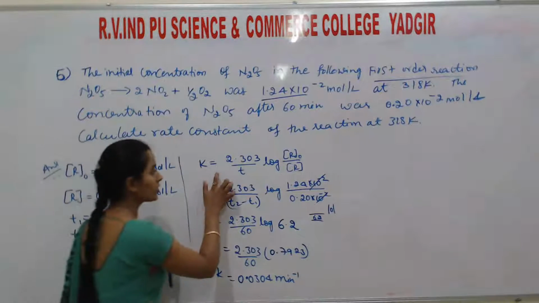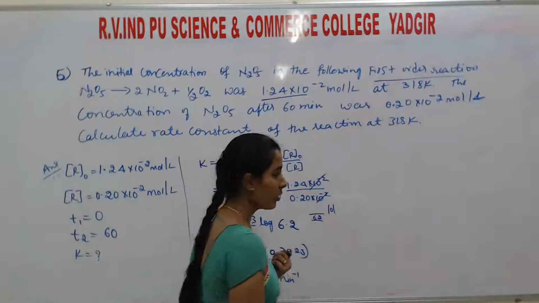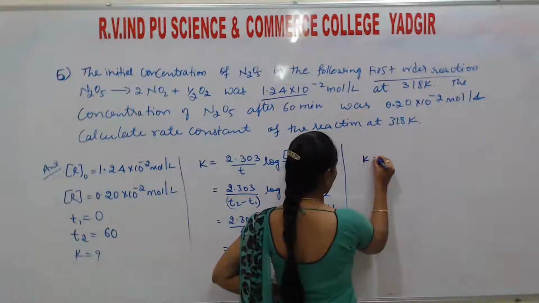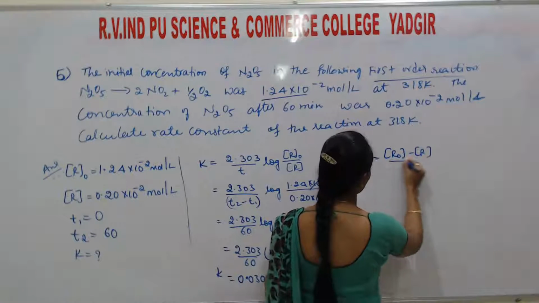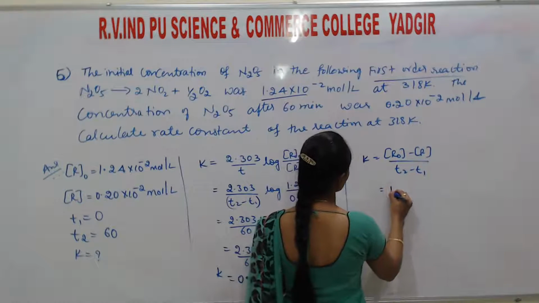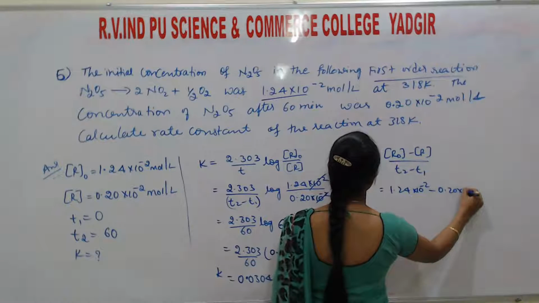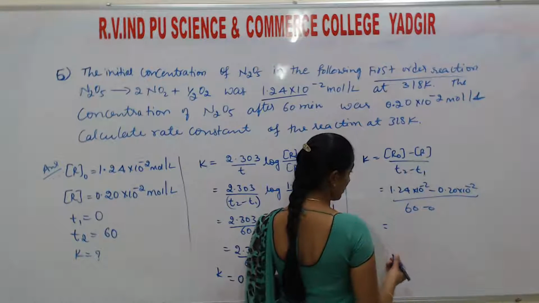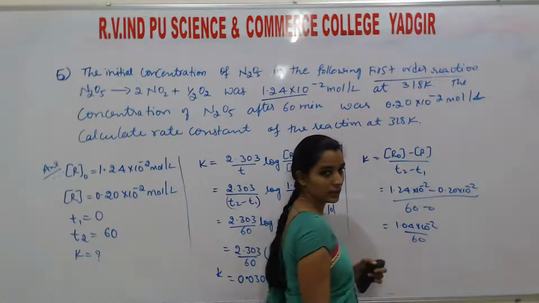So this rate equation is taken based on the respective orders. Instead of first order, if they give a zero order reaction, the rate equation is K is equal to R naught minus R divided by T2 minus T1. Correct? R naught value is 1.24 into 10 raised to minus 2. R value is 0.20 into 10 raised to minus 2, divided by T2, that means 60. So we will get 1.04 into 10 power minus 2 divided by 60.